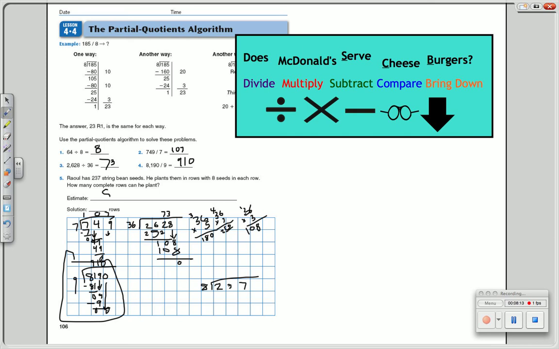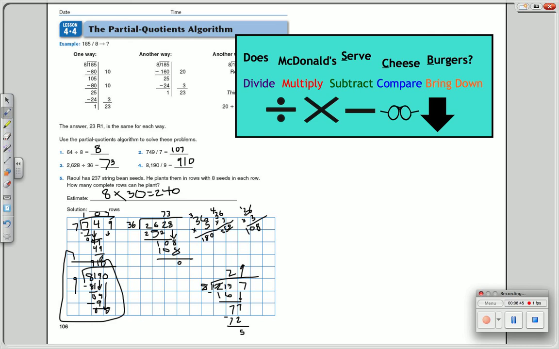And for my estimation, I think I'm going to do a multiplication problem. I know that 8 times 30 is 240, and that gets me pretty darn close to 237. So I know my answer is going to be around 30. So in this case too, I want you to pause it and double check your answer with me.